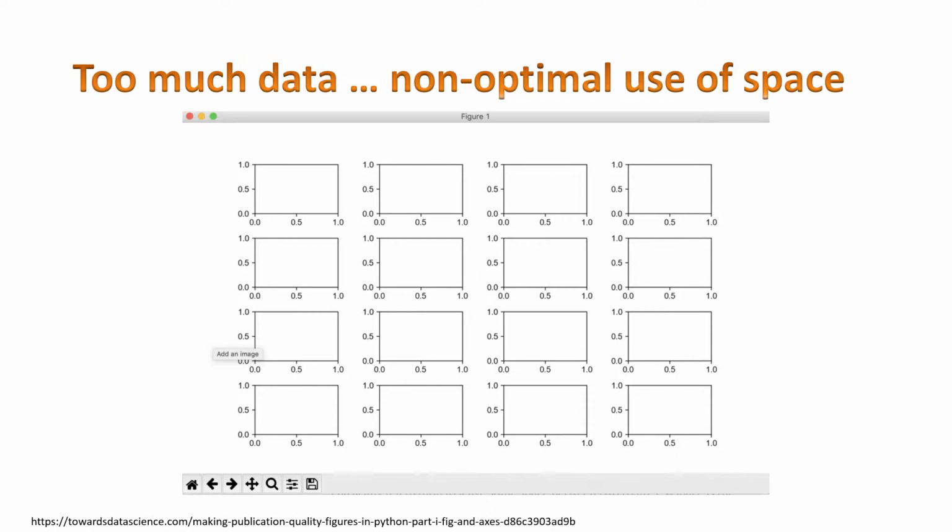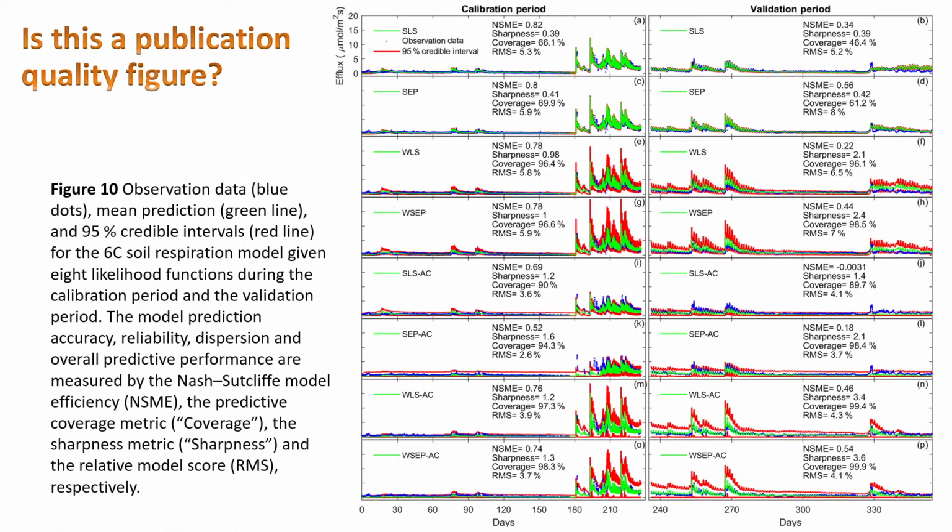Let me show you an example. This is an example. Is this a publication quality figure? Someone might say, oh, it's full of information. There's nothing wrong with that. If the figure is full of information, that is good. The most important thing is, is it legible? You ask yourself, is this figure legible? And is it understandable? Does it deliver a story? Let's look at these two criteria: legibility and the story that this figure is delivering.